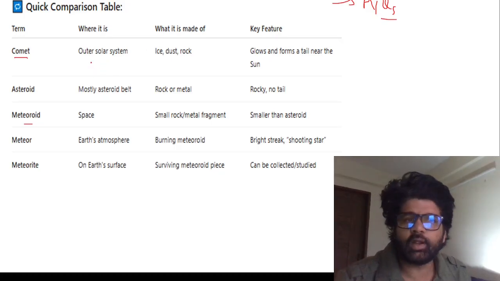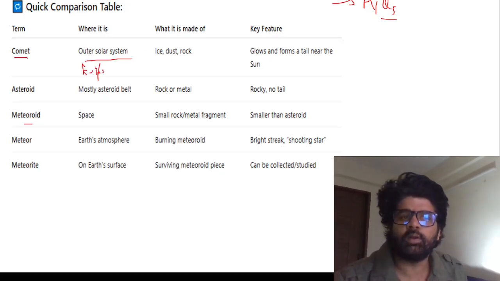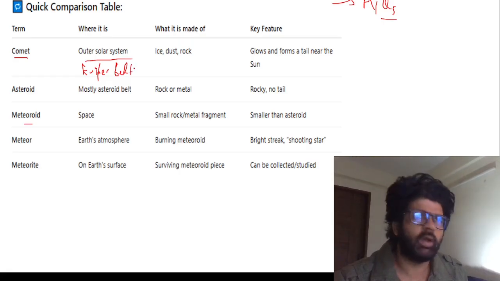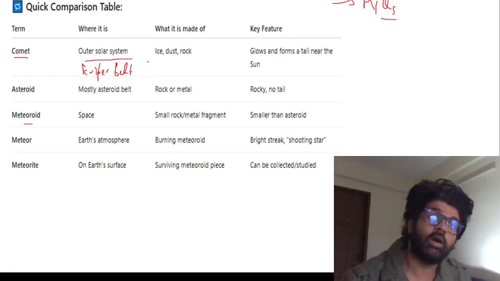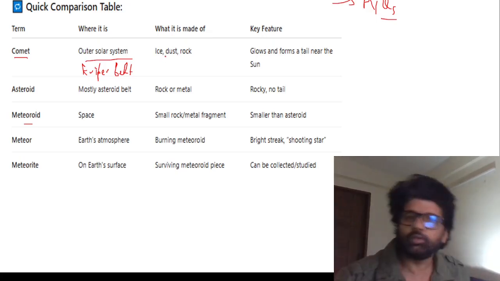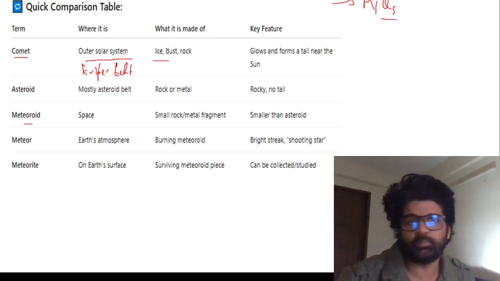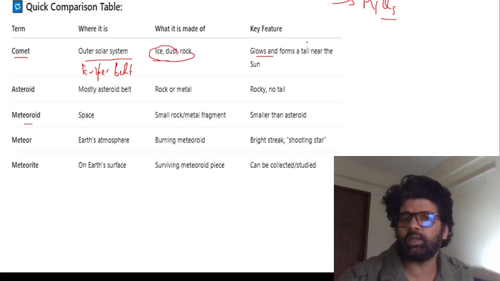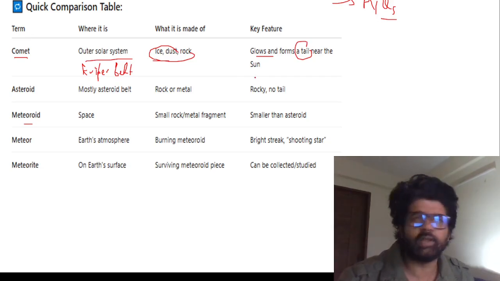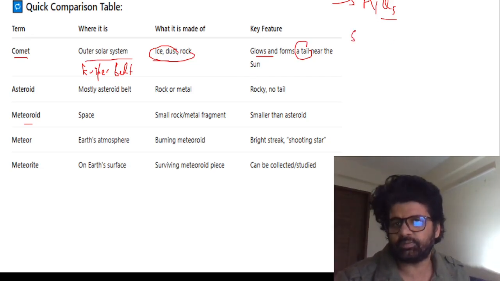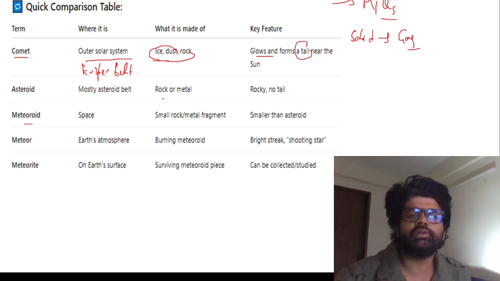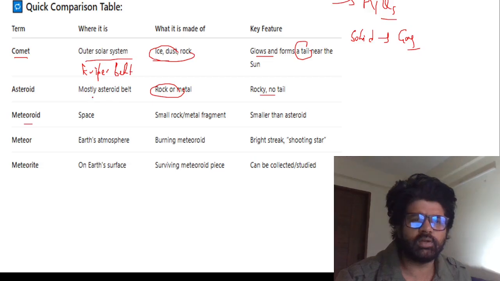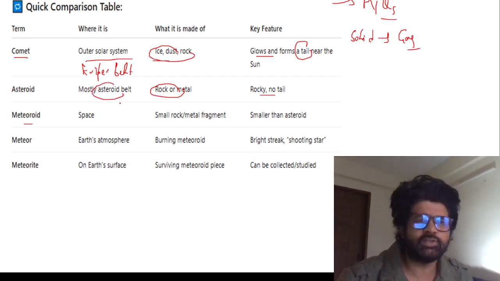So again, comet: outer solar system, mainly the Kuiper belt, around Neptune. But this particular comet, 3I Atlas, has come from outside the solar system. Made up of ice, maybe it's an alien ship, we don't know. People are deducing certain stuff about it. Ice, dust, and rock glow and form a tail because of the sublimation of the icy particles. Sublimation is a process when things directly convert from solid to gas, guys. Asteroids: rocky particles, no tail, generally between Mars and Jupiter, in the asteroid belt.